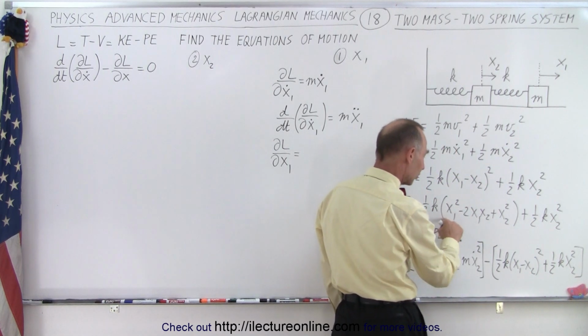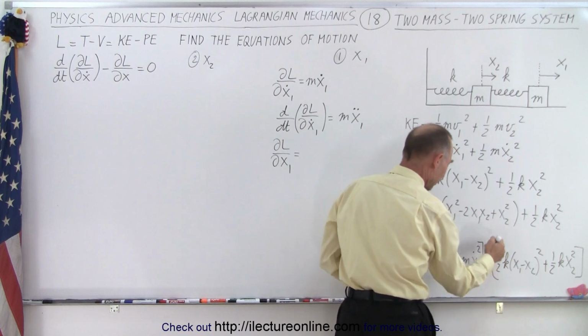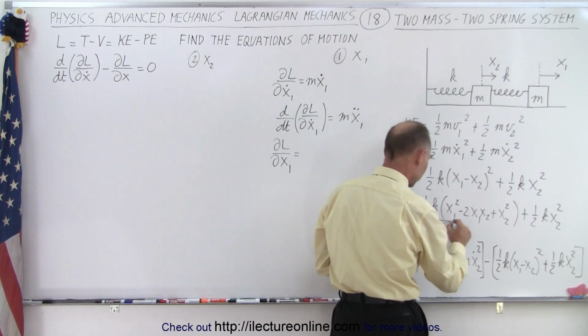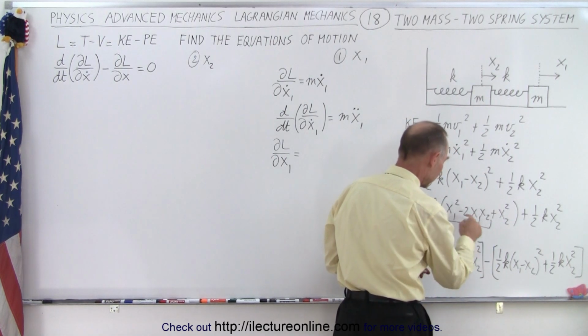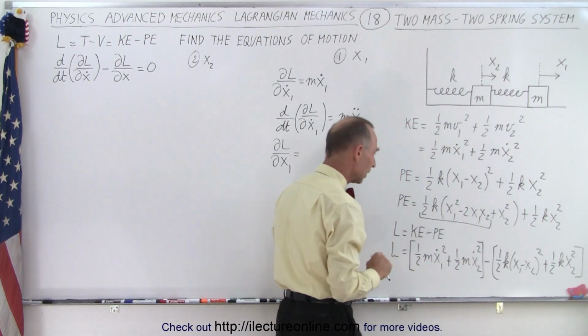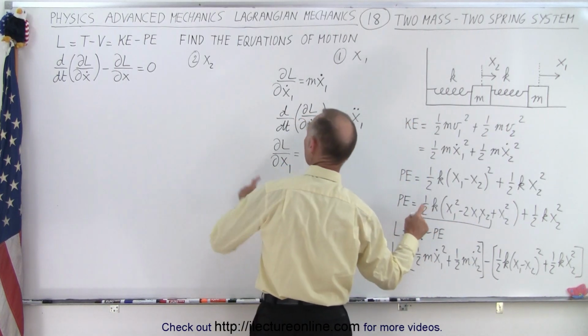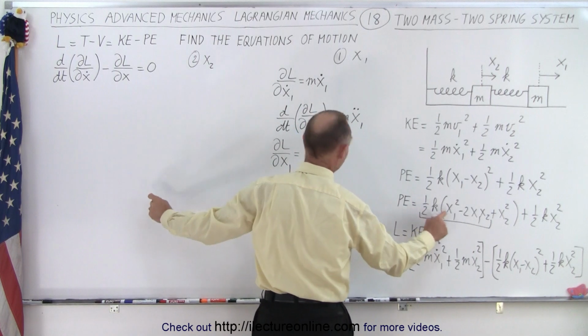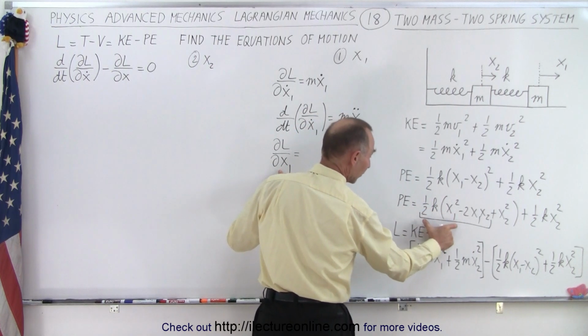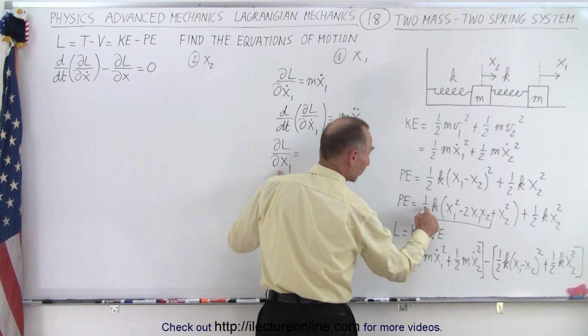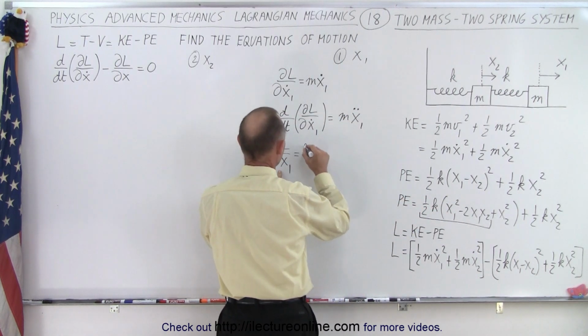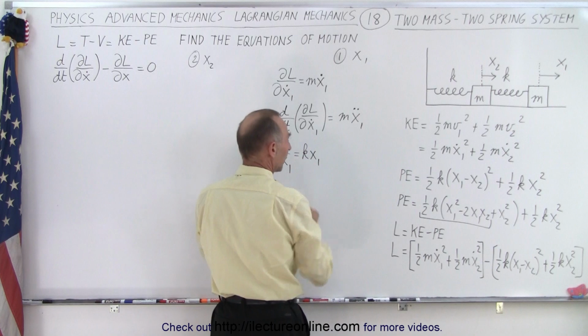Now, would it be easier to look at it this way or to look at it this way? Maybe like this. So what I'm going to do is look at this portion that contains an x1 there, an x1 there. So the first one is a partial derivative with respect to x1 of this quantity. So we get 2 times 1/2, which is 1, k x1 to the first power. So we get k x1 to the first power.